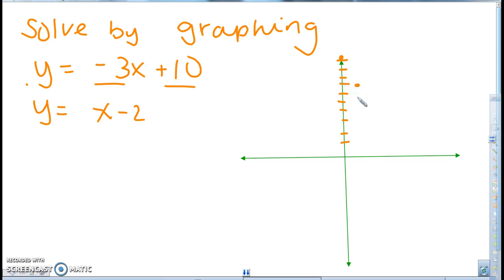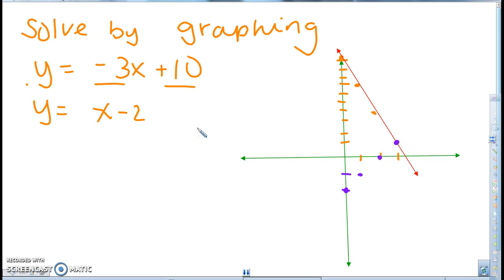so I'm going to go down 1, 2, 3 over 1, down 1, 2, 3 over 1, and so on. And I'm going to draw my line from there. Okay, my second line is y equals x minus 2. So I'm going to start at negative 2 on the y-axis, so down here, and my slope is a positive 1. So I'm going up 1 over 1, up 1 over 1, and so on.